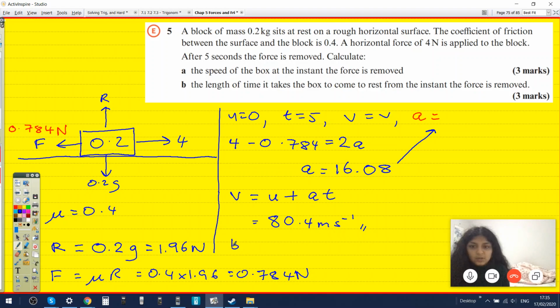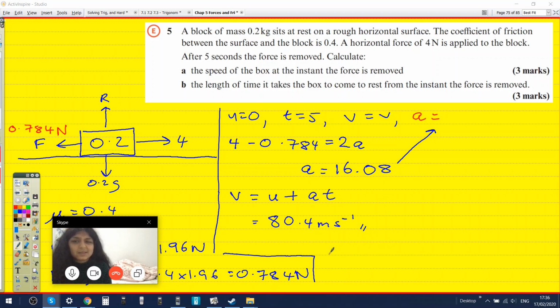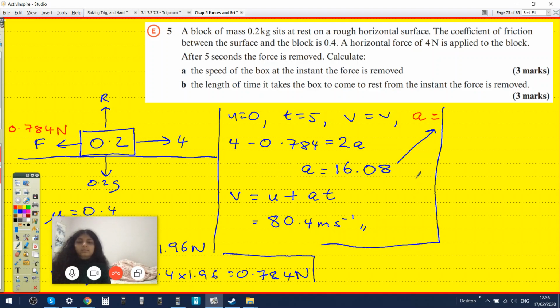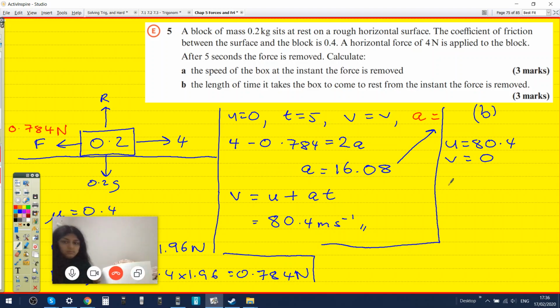The length of time it takes the box to come to rest. Oh, I really don't know how to do the second one. SUVAT, but U and V would both be 0? There are 2 legs to this journey. The first leg, U was 0, and we just found V. For the second leg, what is U? U is 80.4, and V is 0. And you don't care about S. A is the same, right?